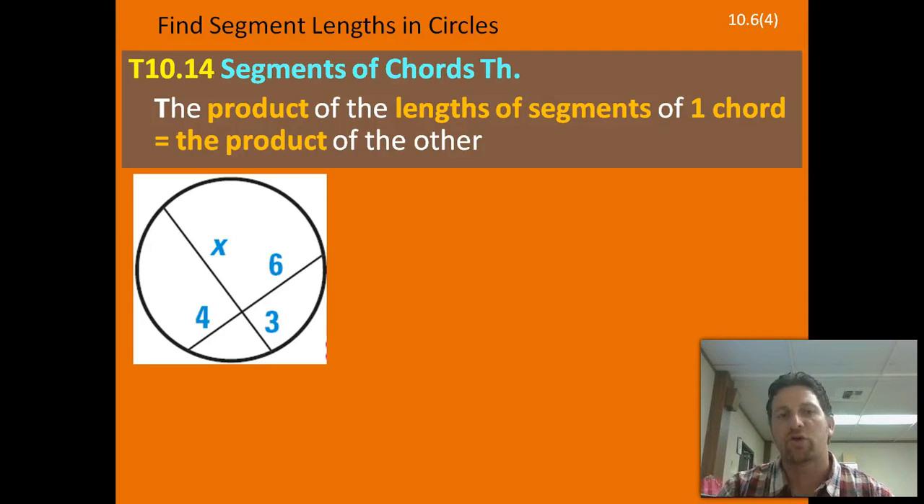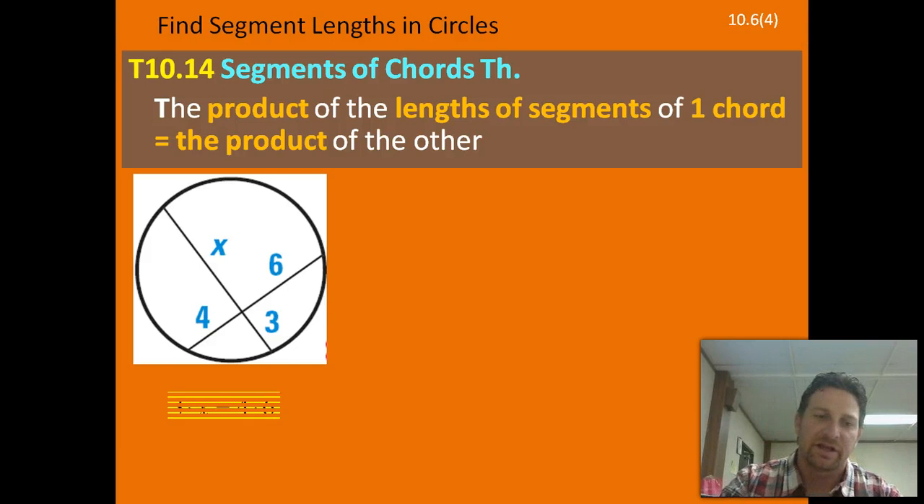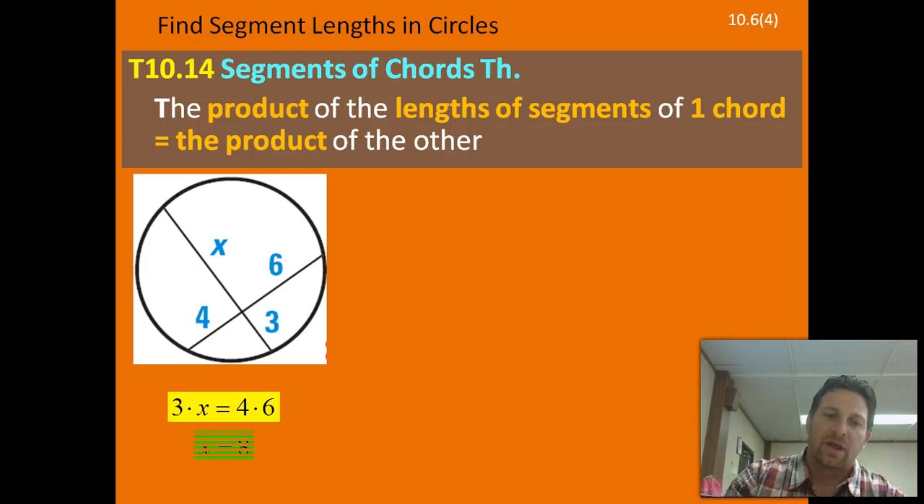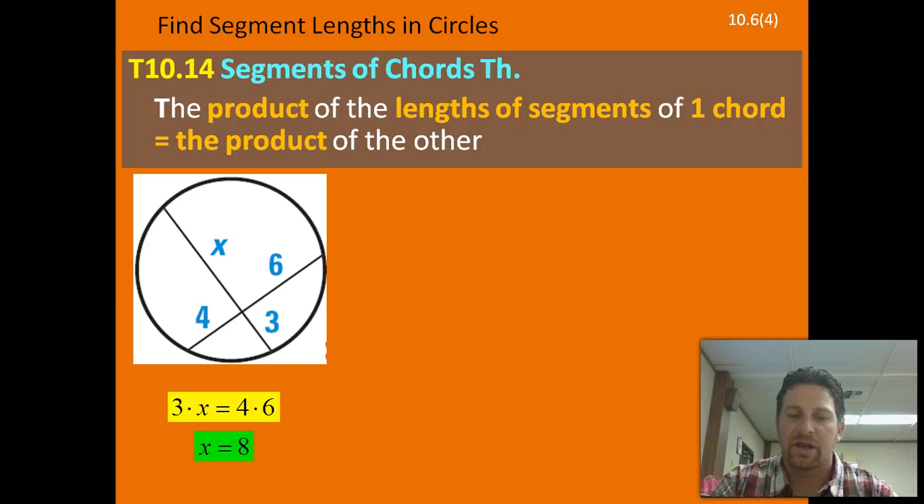So if I take that whole chord, 4 times 6, and I set it equal to 3 times X, what this theorem says is that the product of 3 and X equals the product of 4 and 6. Now they might not look like they do, but they do. So 3 times X would be 3X equals 24. Then I divide by 3 and I get X equals 8.